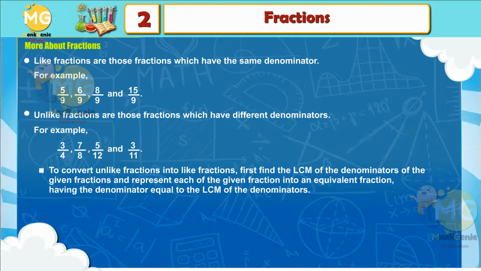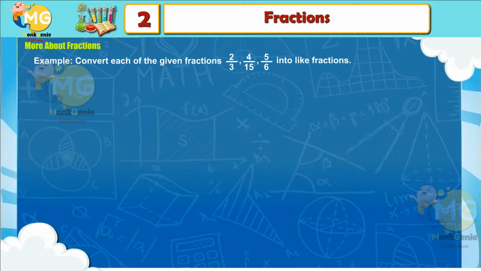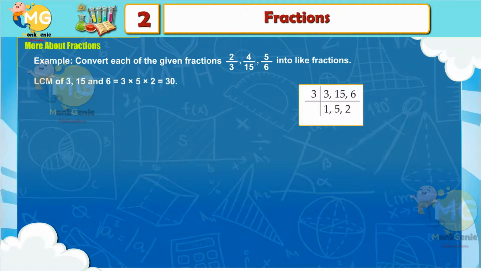To convert unlike fractions into like fractions, first find the LCM of the denominators of the given fractions and represent each of the given fractions as an equivalent fraction having the denominator equal to the LCM of the denominators. Example: convert each of the given fractions 2/3, 4/15, 5/6 into like fractions. LCM of 3, 15 and 6 is equal to 3 multiplied by 5 multiplied by 2, which is equal to 30.